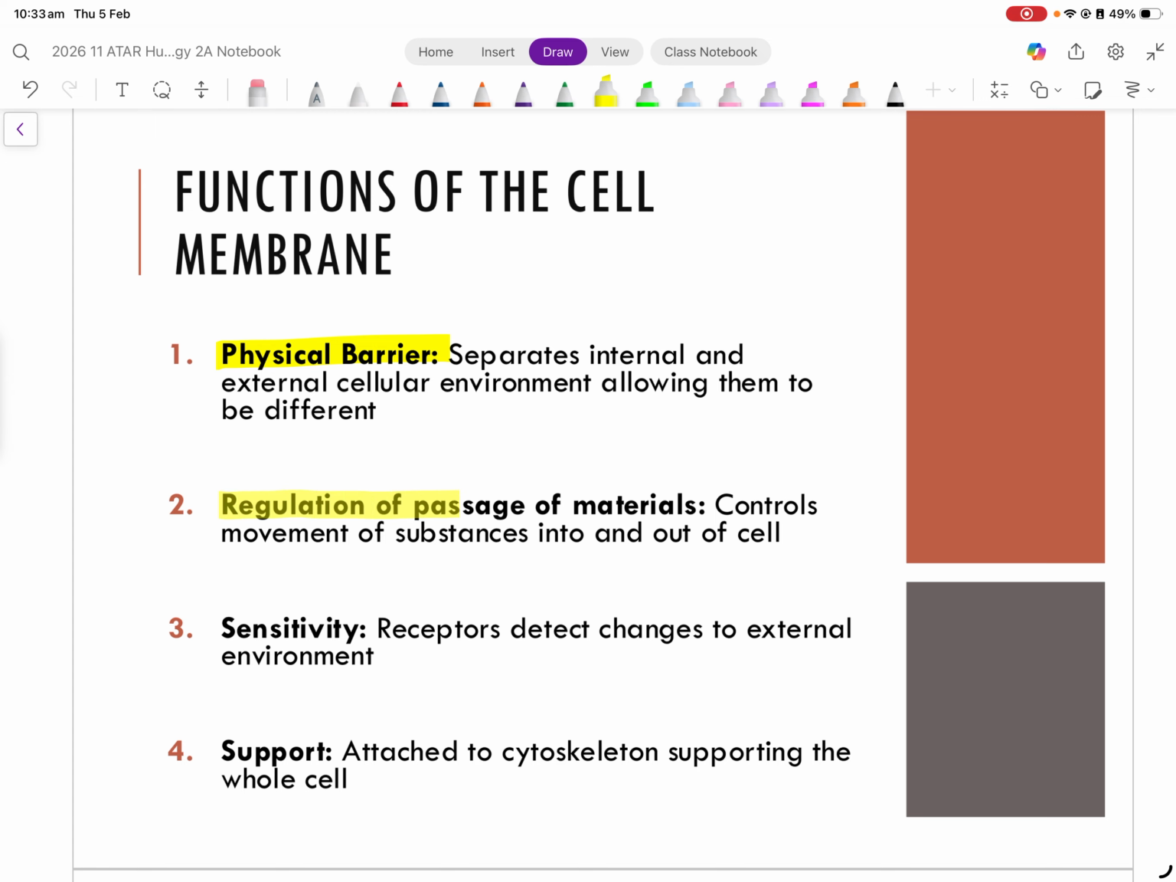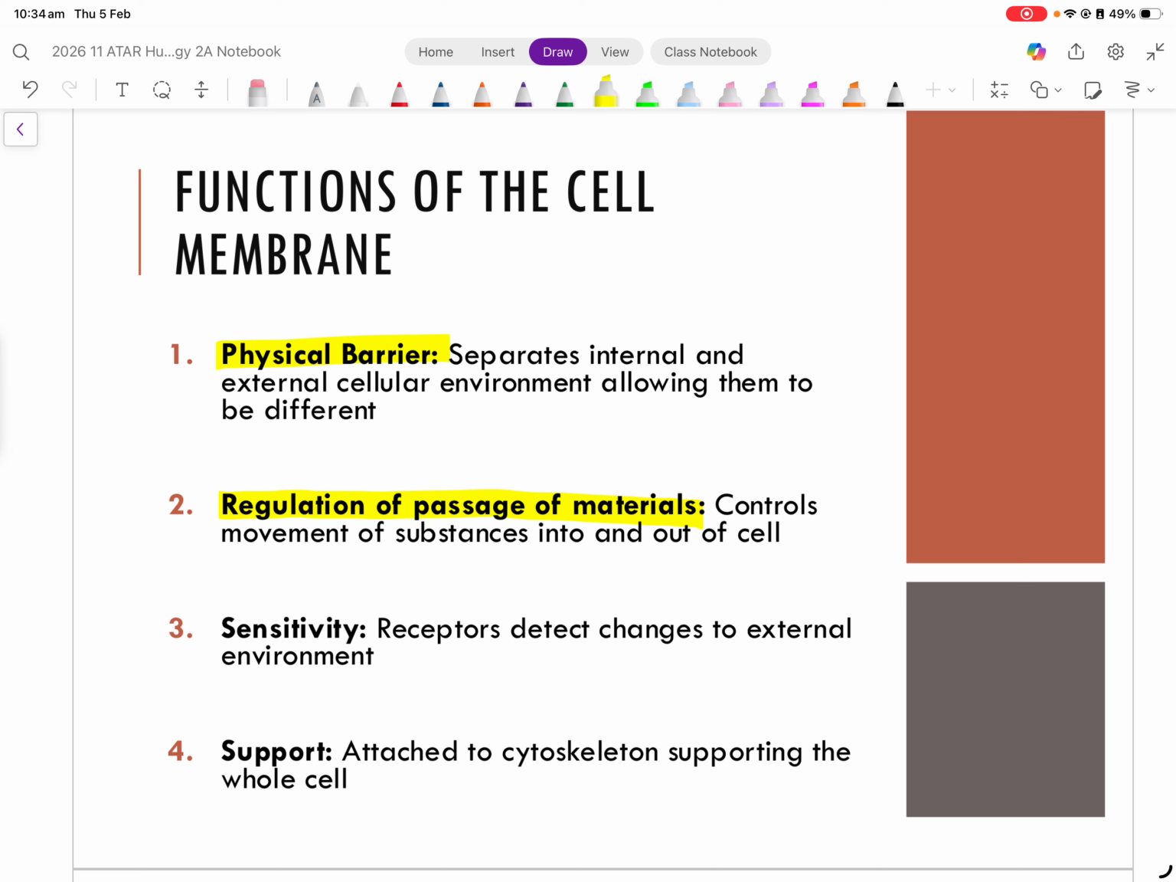Secondly, it's going to control what materials can come in and come out. Think of it like a guard at the door. It's effectively going to allow certain things in, and it's also going to push certain things out. So things like waste products get out versus really useful things like maybe oxygen or different ions like sodium in.